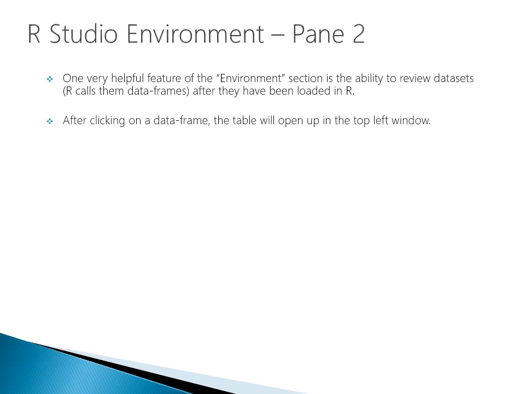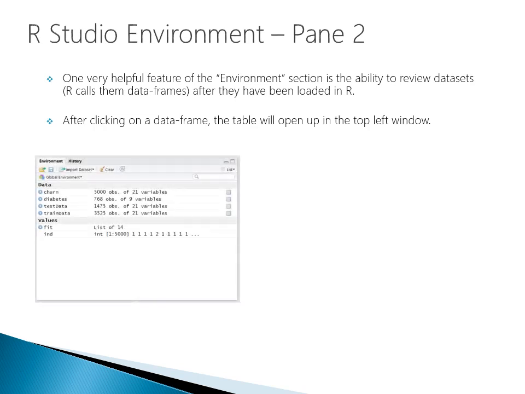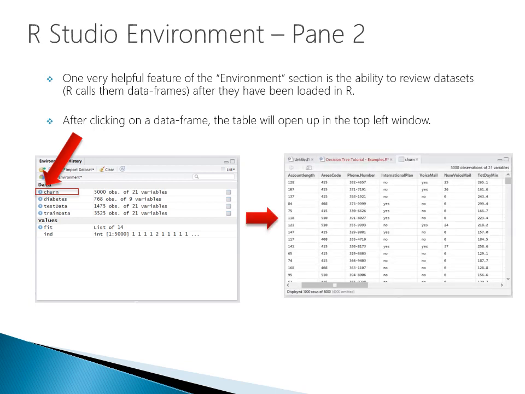After clicking on a data frame, the table will open up in the left window. Looking at this environment pane, you see the data section, and underneath we have datasets of churn, diabetes, test data, train data, and so on. Let's click on the arrow on churn. When we do that, a table will open up and we can actually review our data here.